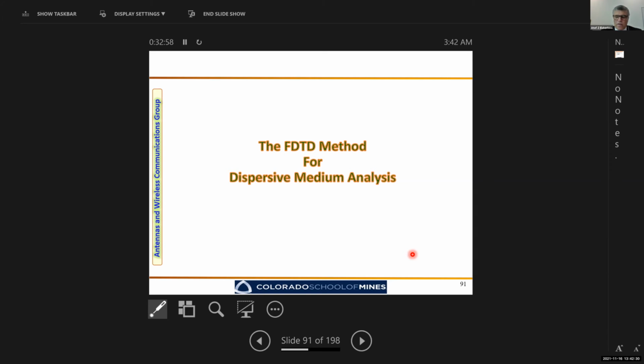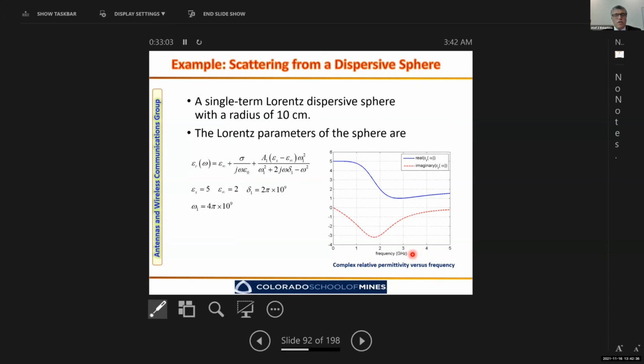So for this situation, we have to look into a completely different formulation, not completely different, but a formulation that we can call dispersive finite difference time domain formulation. That formulation is going to take into account the variation of the permittivity, for example, as a function of frequency. For example, here we have a material that the real part of the permittivity is varying as a function of frequency from basically 1 to 5 gigahertz, and the imaginary part of the permittivity is also varying.